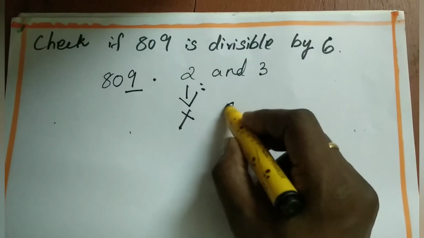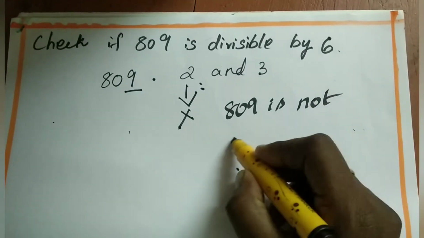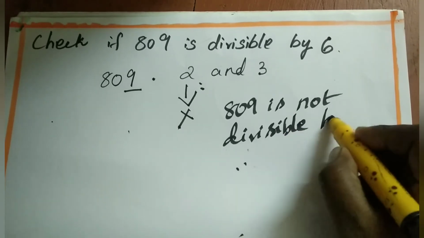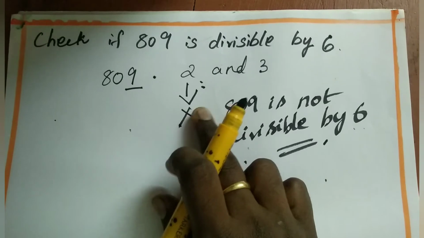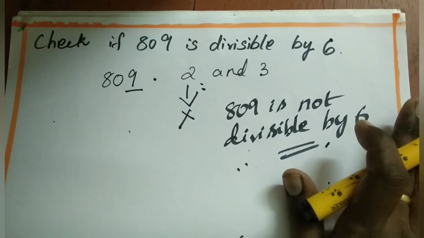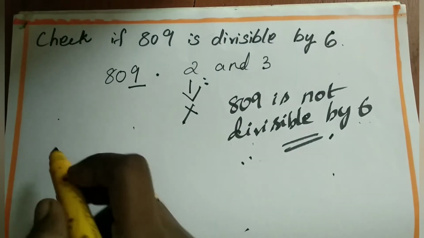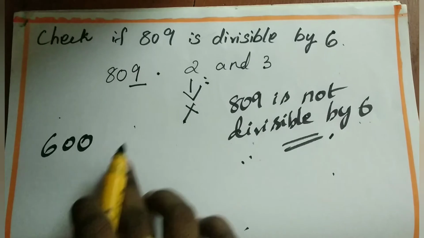So 809 is not divisible by 6. If one condition is not satisfied, we know it is not possible, so there is no need to check the other. Okay, next example, 600. Check whether 600 is divisible by 6.